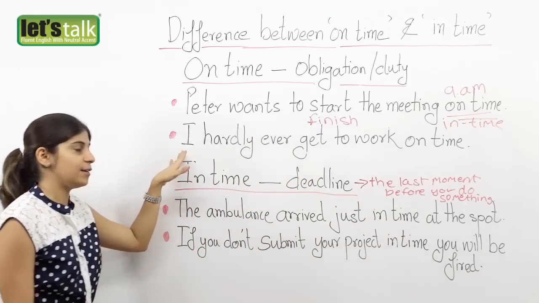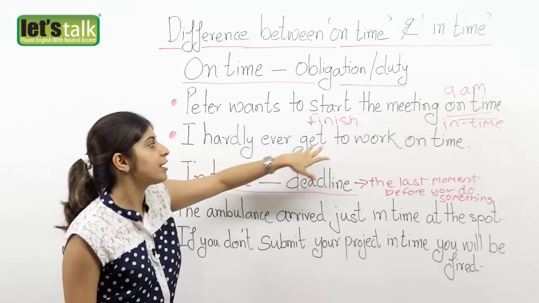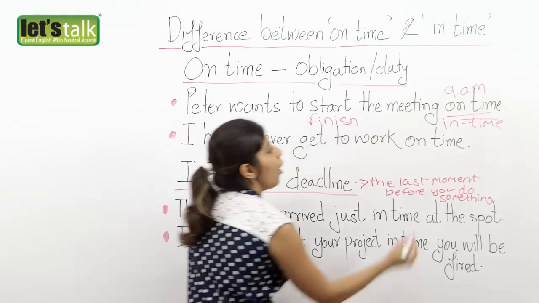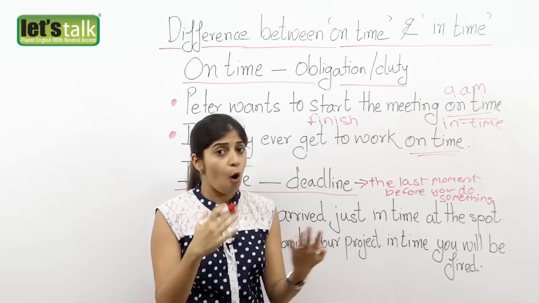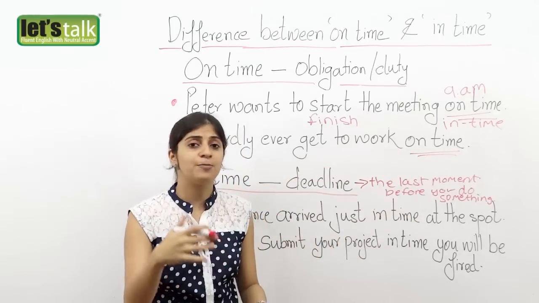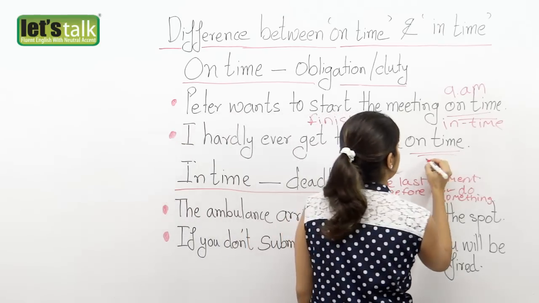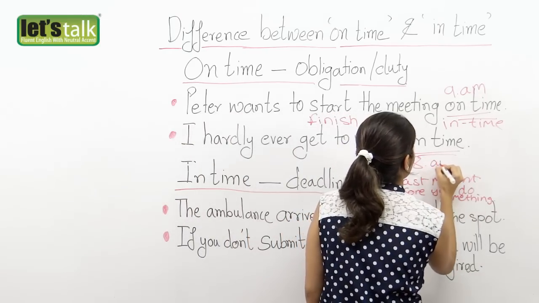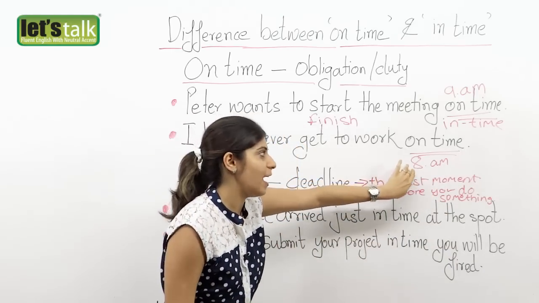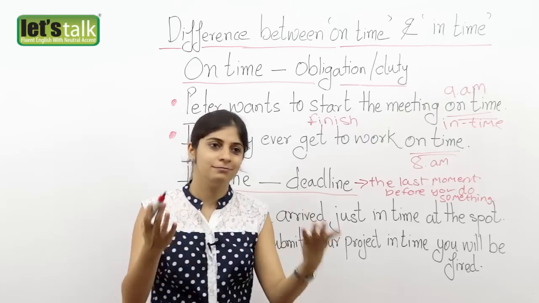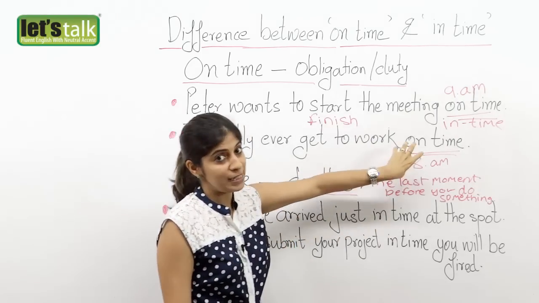Let's look at another sentence here. Maybe you would get a little better picture of this. I hardly ever get to work on time. Now, work, of course, you always have office hours, right? Maybe you have to be there at 9 a.m. or maybe at 8 a.m. Let's take it 8 a.m. So it's your duty to be there at your workplace at 8 a.m., but maybe because of the traffic or maybe you don't wake up early, you do not get to work on time.